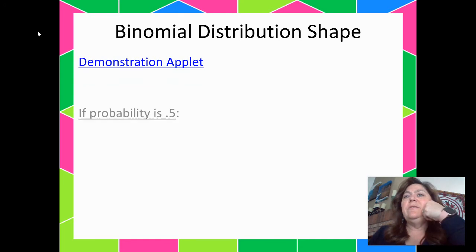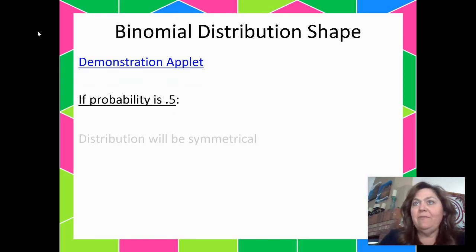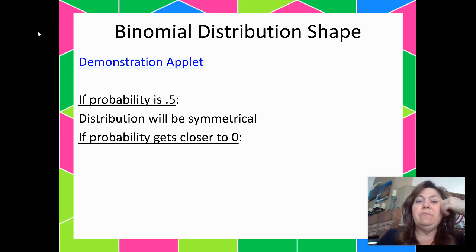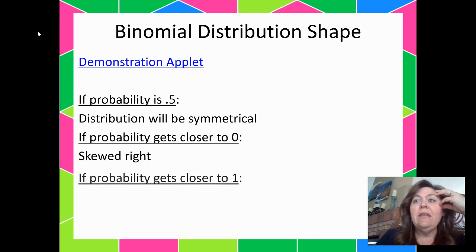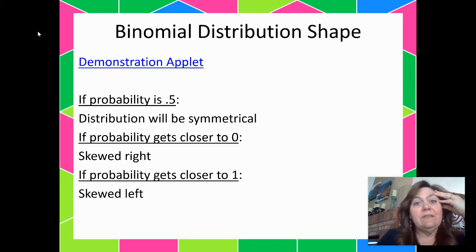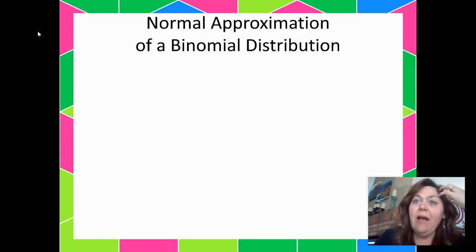Okay. So if the probability is close to 0.5, you know the shape of your distribution is going to be symmetrical. Based on what you just messed around with in the app and saw in your worksheet, if the probability gets closer to 0, then the data set is skewed right. If it gets close to 1, then it is skewed left. This is a great slide to remember, but hopefully you'll visually see those graphs in that applet that you looked at.